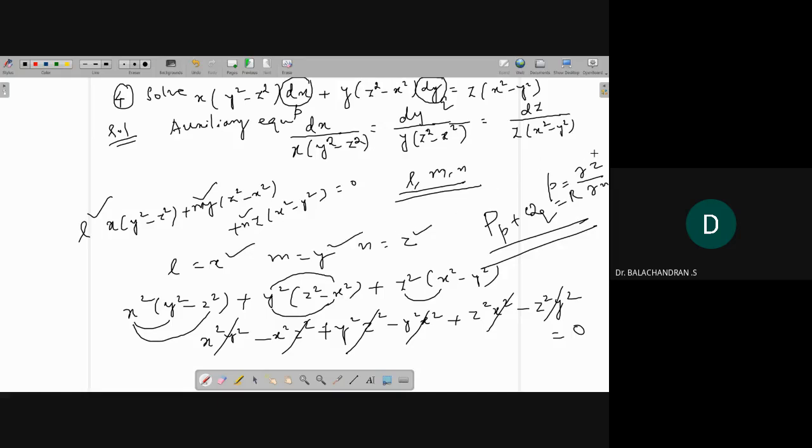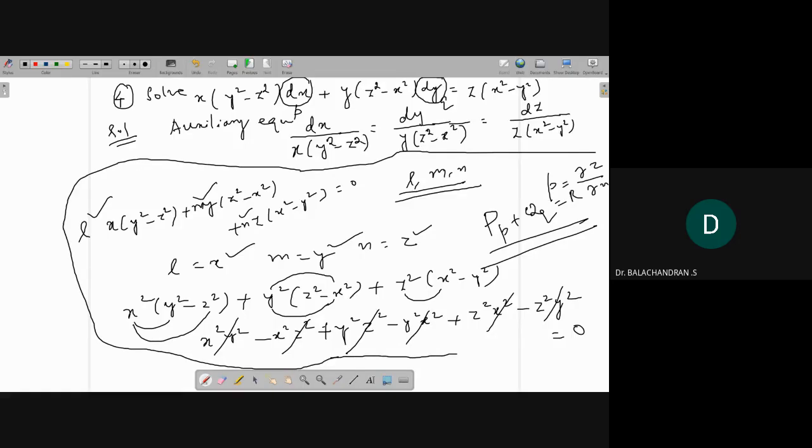So actually this is rough work. In the exam also, you can do it on a separate sheet to find the element if it is difficult. Okay, now I'll go to the next page.